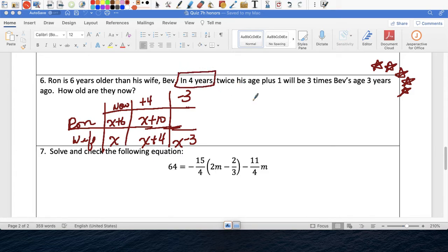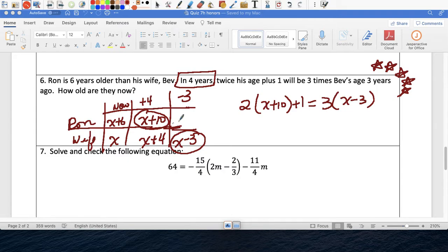In 4 years, twice his age. So twice his age in 4 years. I'm going to use Ron's age in 4 years, 2 times x plus 10, plus 1, so far so good, equals 3 times Bev's age 3 years ago. And this is what I need to use: 3 times her age 3 years ago. That's the equation. Don't use x plus 4, because that's her age 4 years from now, which is not what they want.